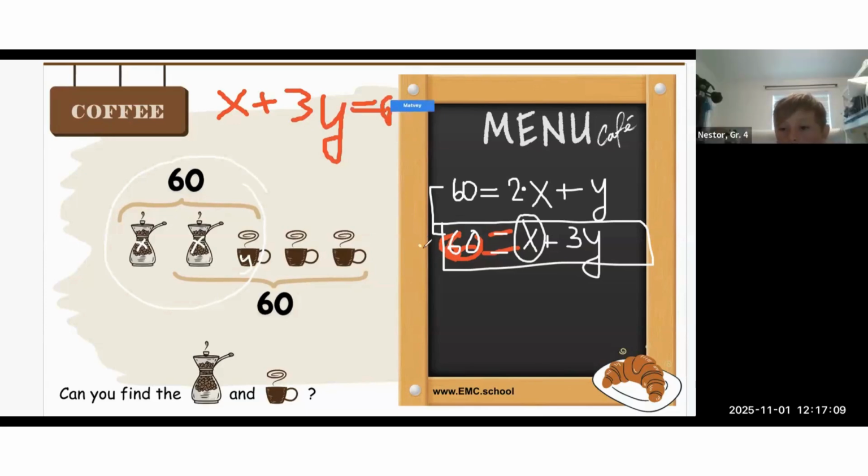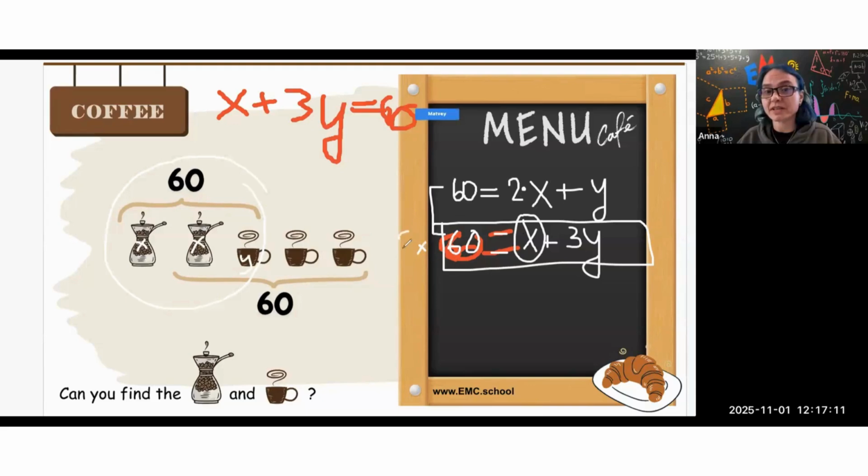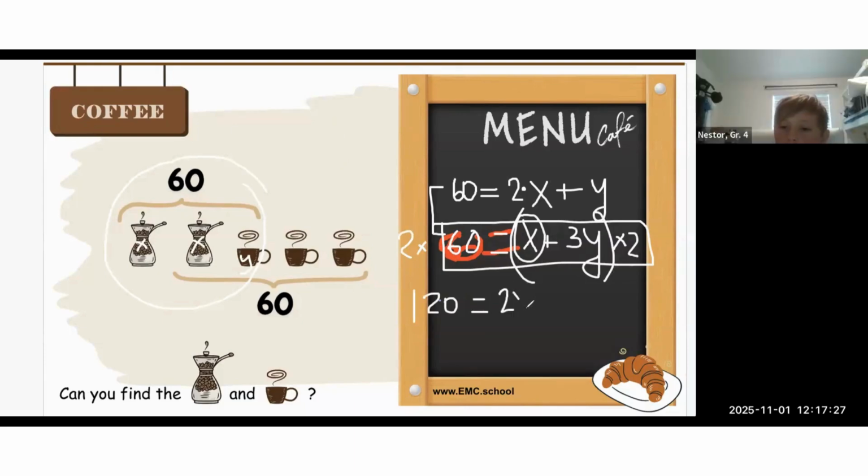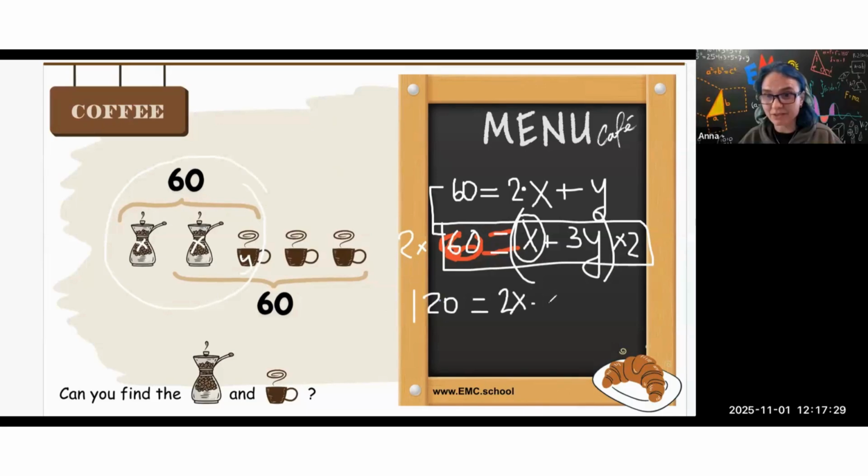Multiply by 2. Let's multiply everything by 2. Okay, so I say times 2 here. I put parentheses here and I say times 2. Now, let's see, I will have 60 times 2, which is 120. Then tell me what do I have on the other side? 2x and 6y. Okay, now you have the same amount of x's, right? If somebody can circle, I have 2x here and I have 2x here.